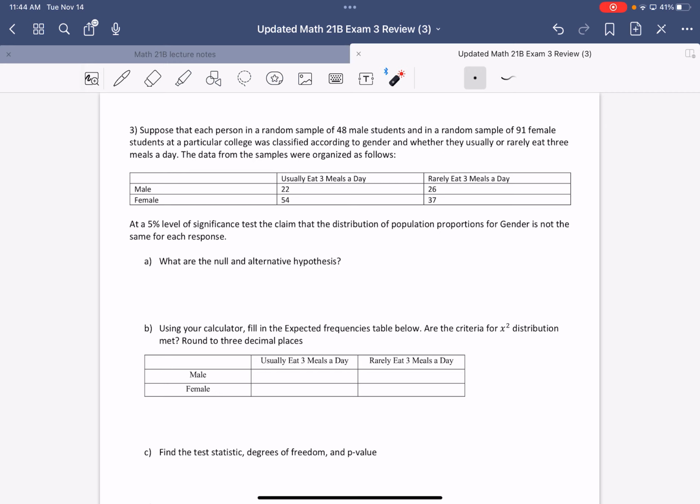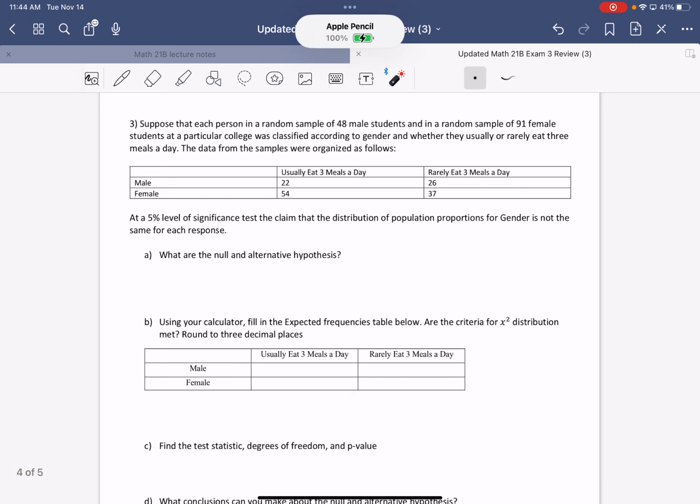So we're broken up by male and female, and whether they usually eat 3 meals a day or rarely eat 3 meals a day. At a 5% level of significance, test the claim that the distribution of population proportions for gender is not the same for each response. Again, I'm going to give you guys a 5-minute head start.